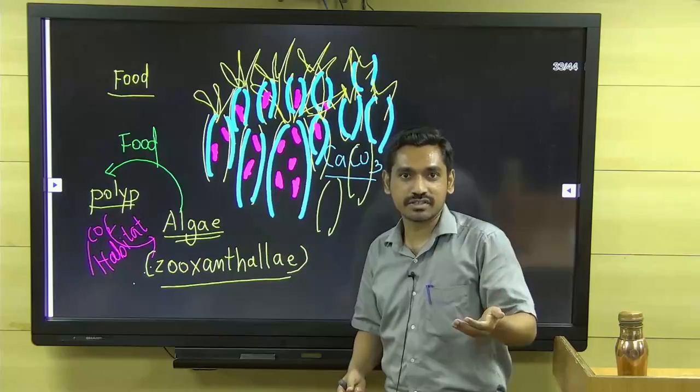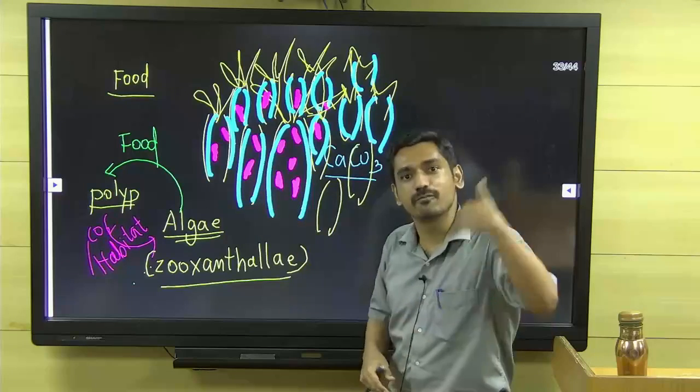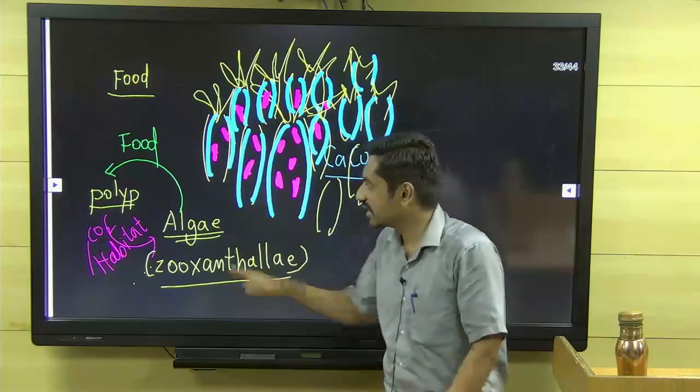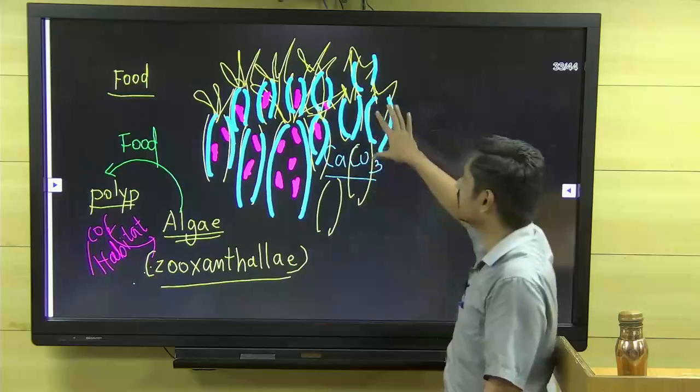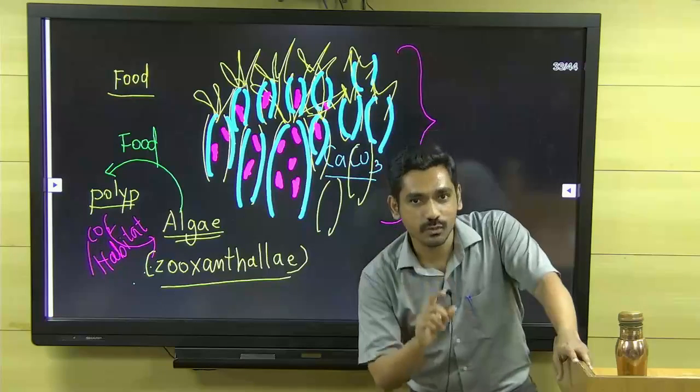Algae will take the carbon dioxide. You would give some more amount of sunlight. They have chloroplast. They will prepare food and give it to you. So that is the symbiotic relationship. This is how you get a colorful coral reef. Stress on the word colorful.